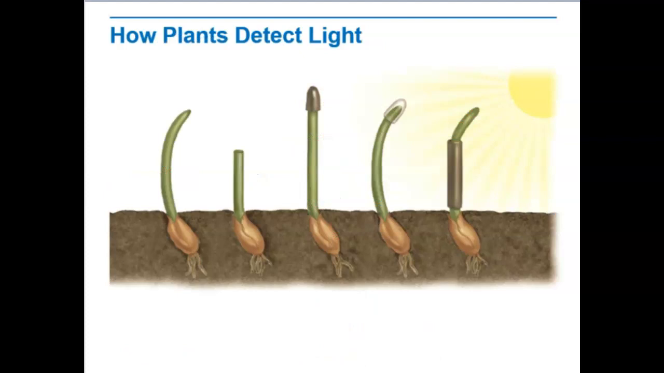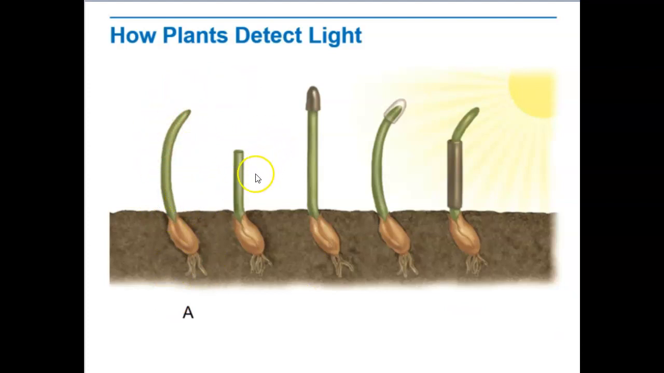The first step in the discovery of plant hormones was made by Charles Darwin and his son Francis in 1880. This image shows a summary of their experiment. The Darwins conducted controlled experiments to determine which region of the plant senses light. Here we can see seedling A. This seedling is completely unaltered, just growing as is.